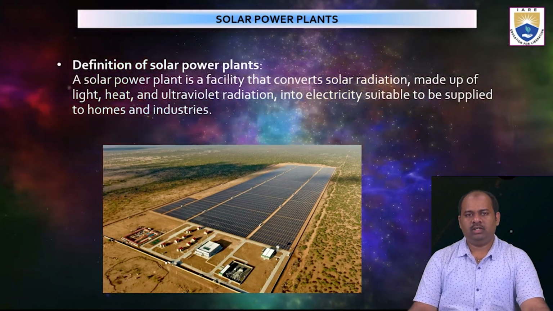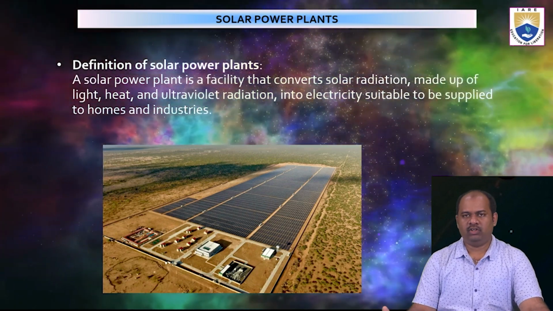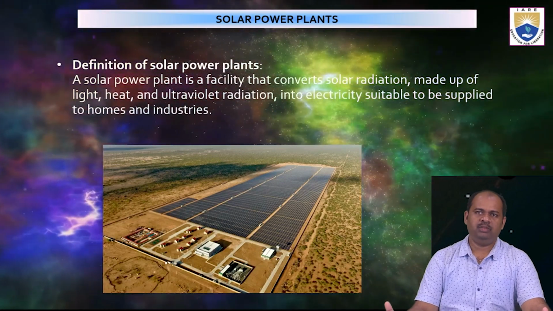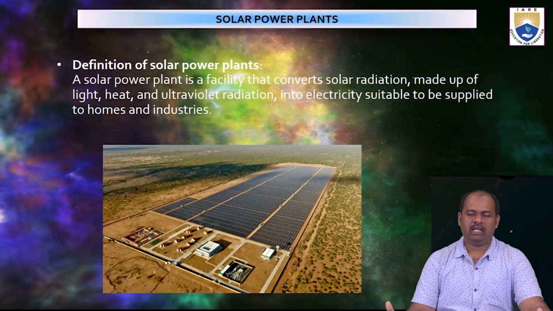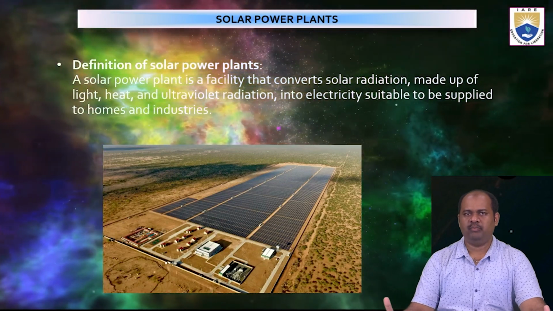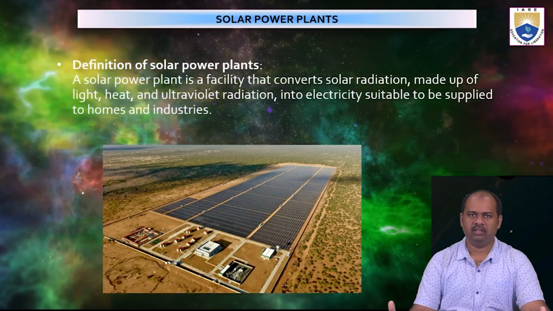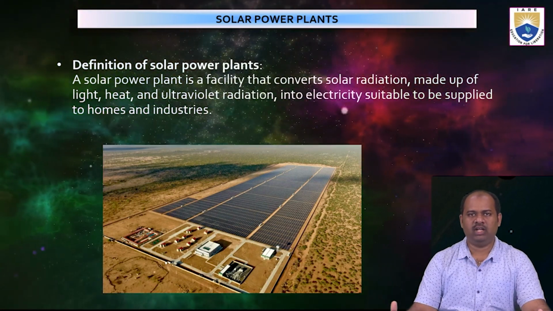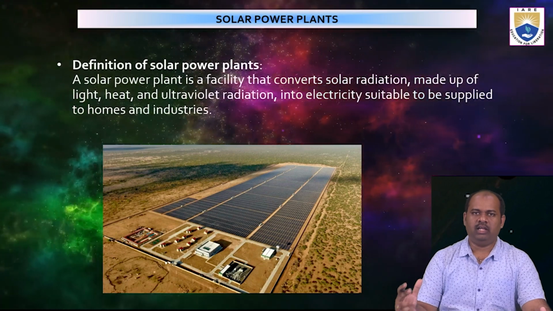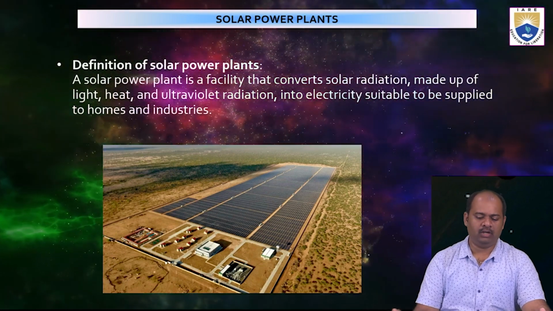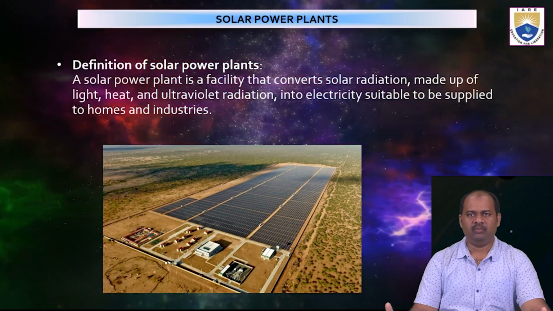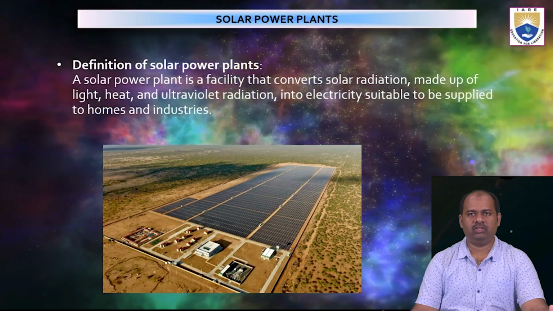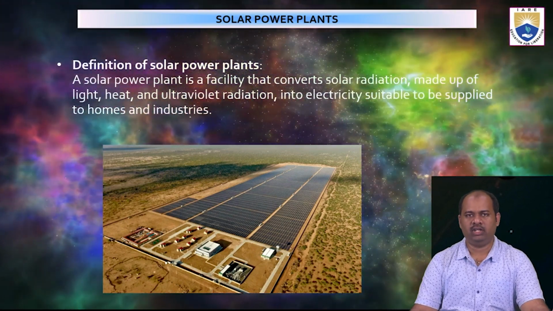Now we'll see the definition of a solar power plant. The main topic of today is solar power plants. In this picture, we can see a large number of installed solar panels. They are photovoltaic panels. They absorb the solar radiation and convert it into electrical energy. The conversion itself is completely related to electrical engineering, so we will discuss only how solar energy is converted into electrical energy.